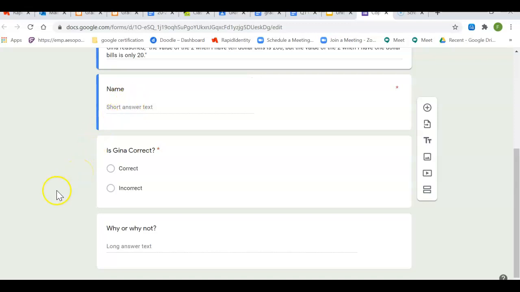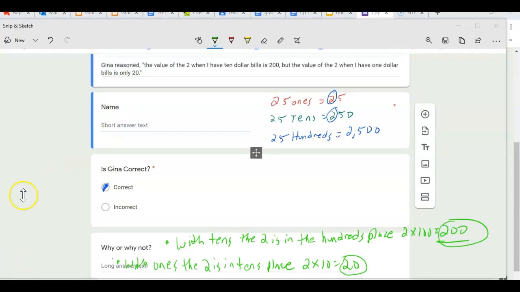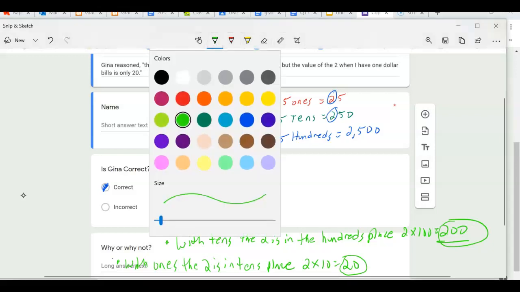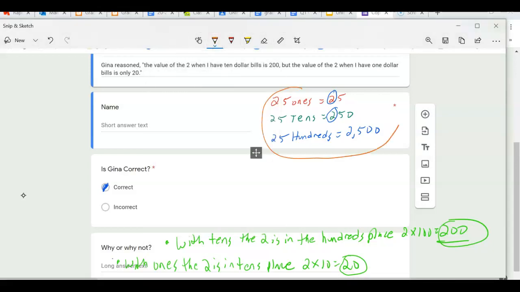So we're going to pause for a few minutes to give you an opportunity to go in and answer that, and we're going to go over it in a few minutes. We're solving this problem based off the answers that we got from the previous exercise, and I just wrote these up here as a reminder of what our answers were. So remember, the 25 ones equals 25 value. The 25 tens has a value of 250.